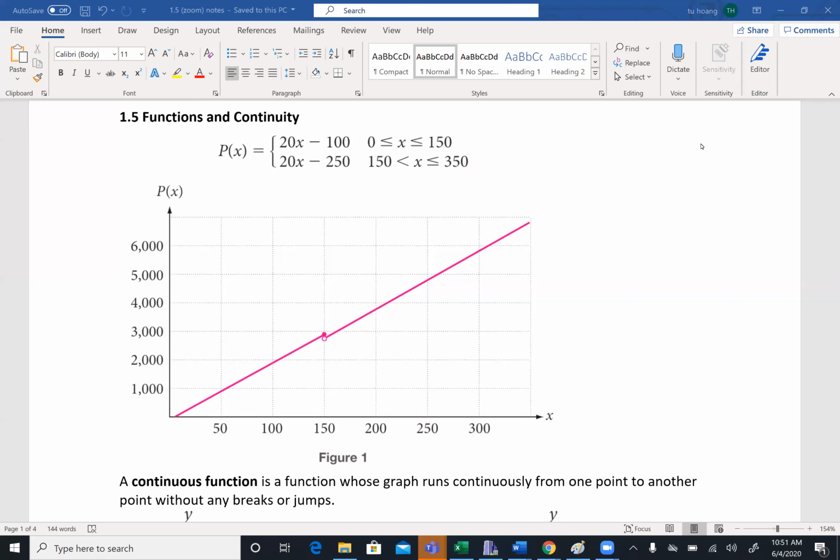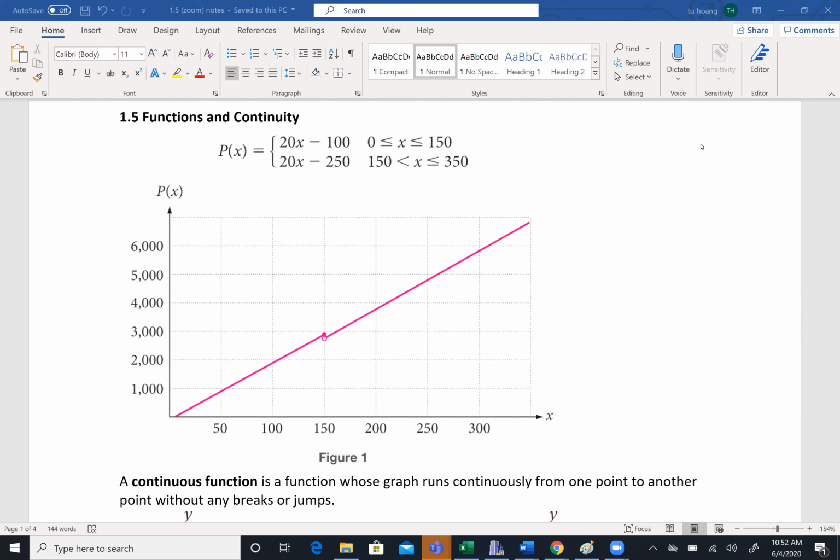Hi everyone. Today I'm going to talk about section 1.5, function and continuity, in Math 180 business calculus. In this section, we're going to talk about continuity of a function, which is one of the very important topics in Math 180. Please focus on this.